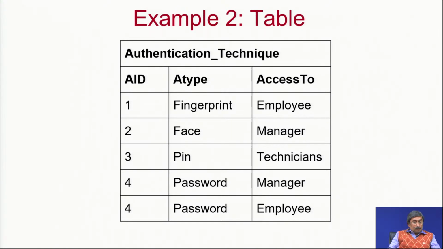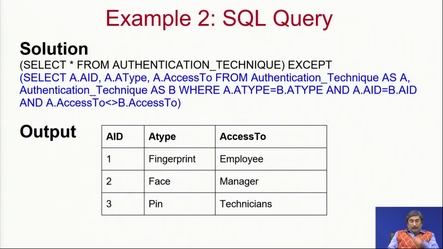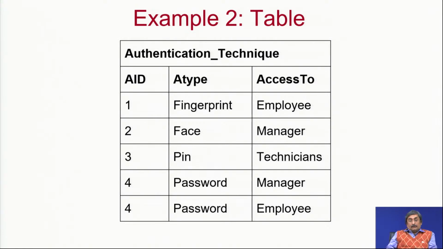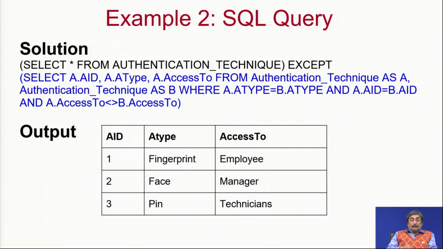So what I should do is a very standard technique. I have to create 2 instances of this same table. How do I do that? By the AS keyword. Look at the inner query first. Select all these attributes from the authentication technique table as A and as B. So the same table is duplicated as A and B. Now I am doing A cross B, a multiplication, where A.AType is B.AType, the AIDs are matching, but A.AccessTo is not matching with B.AccessTo.